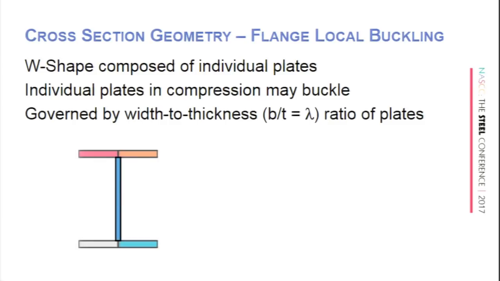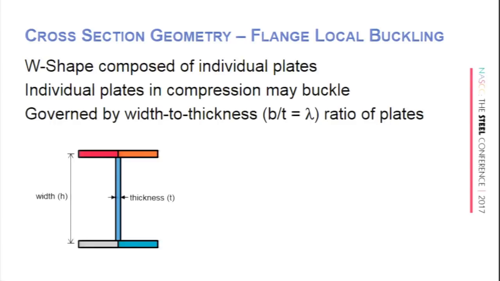So if we consider an I shape made up of 5 different plates, the web and 4 half flanges as individual plates, those plates that are in compression, in a standard beam those top plates, may also buckle before the cross-section. And this is all governed by the width to thickness ratio of those plates, right?